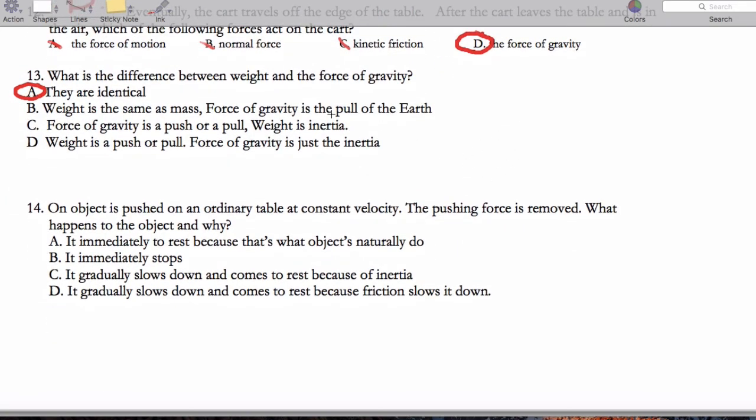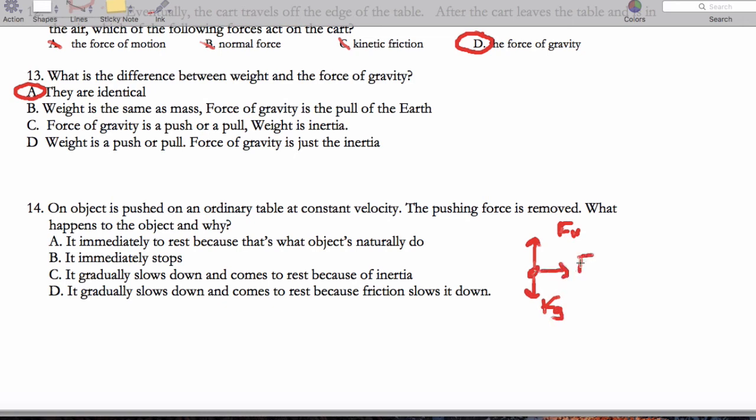Okay. Then an object is pushed on an ordinary table at constant velocity. The pushing force is removed. What happens to the object and why? Well, if we remove the pushing force, let's just draw the free body diagram. We're going to have a normal, we're going to have a weight, and then clearly we have a pushing force.